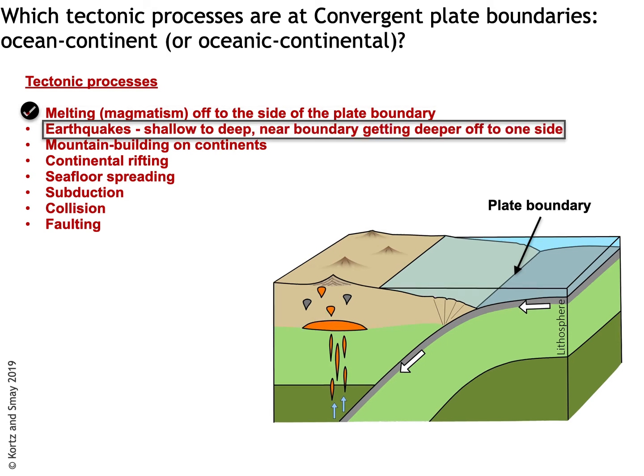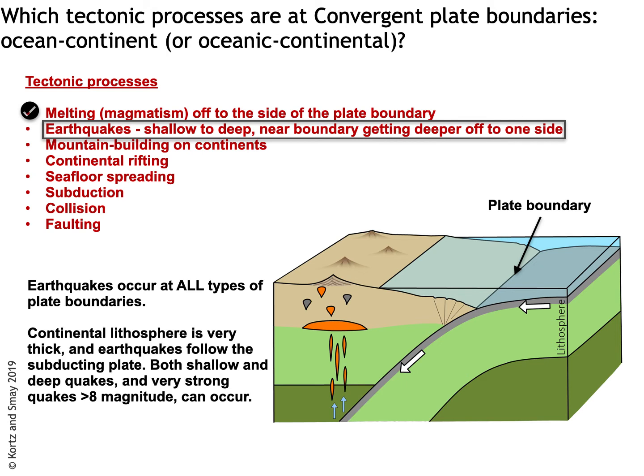Now let's take a look at earthquakes. As we discussed before, and you've had a chance to work through some different examples as part of the lab, earthquakes do occur at all types of plate boundaries, and in particular continental-oceanic convergent plate boundaries. This is a distinct pattern, shallow to deep, near the boundary, getting deeper off to one side. And again, very shallow as well as deep and very strong earthquakes are possible here.